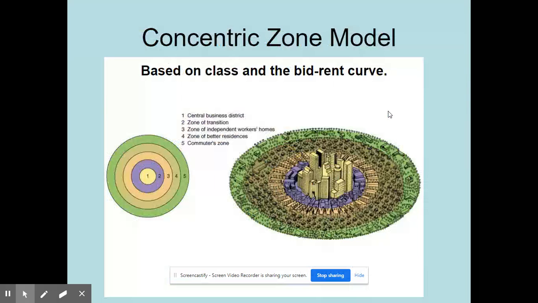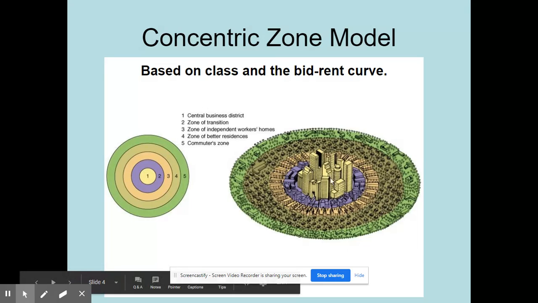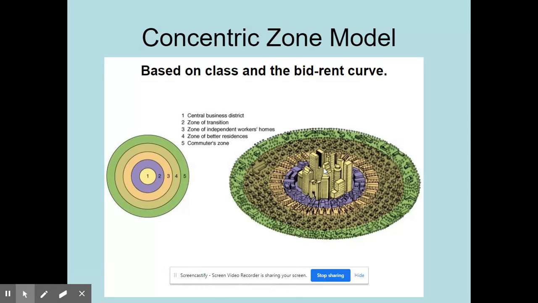But this is also a model based on the bid rent curve, which needs to be in your notes for the Burgess model. Bid rent curve is an important concept for AP Human Geo. The idea is that the closer you move towards the city center, the higher the rent. So the urban center is where the highest rent is going to be. We see that with Denver, and then the farther out from Denver, like out in Golden, that's going to be cheaper land than closer to the city center.